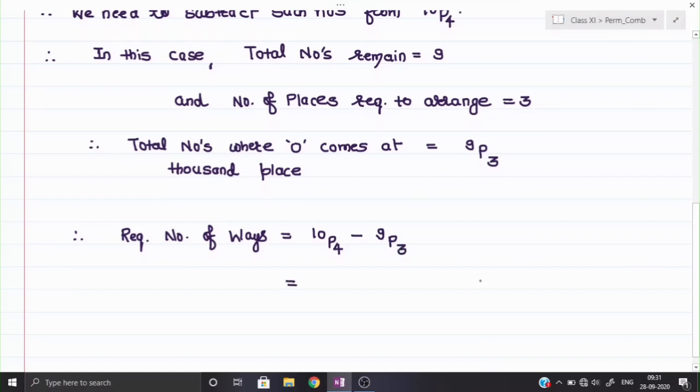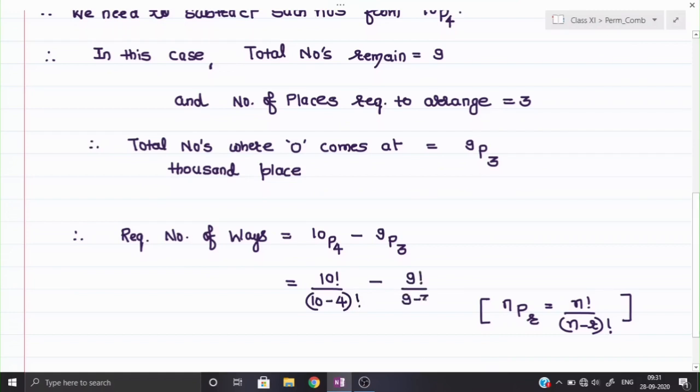Now let us simplify. We apply the formula nPr here. You know that the formula of nPr, I will write down for you because we are not using it frequently, is nPr equal to factorial n upon factorial n minus r. We were using this formula earlier, so let us use it in the question now. Factorial 10 upon factorial 10 minus 4, and similarly we shall use it in 9P3, that is factorial 9 upon factorial 9 minus 3.